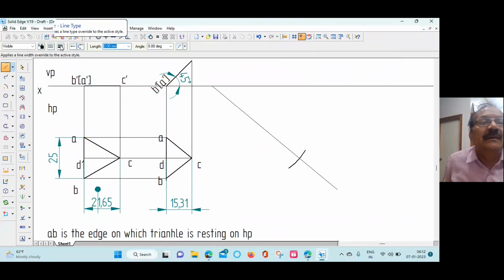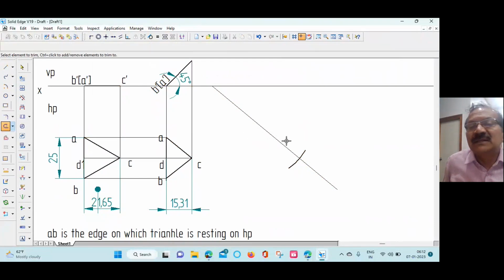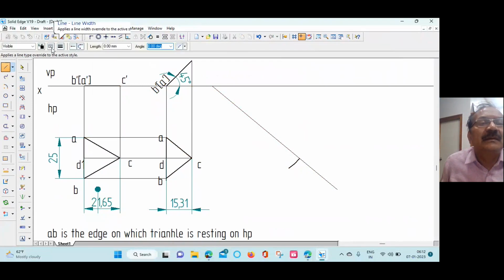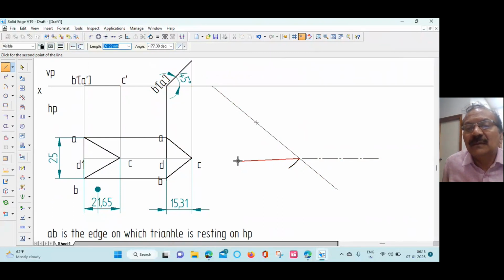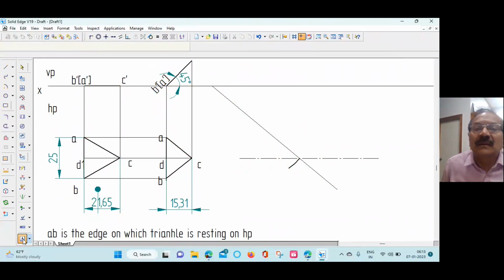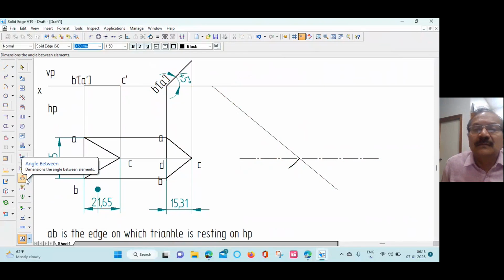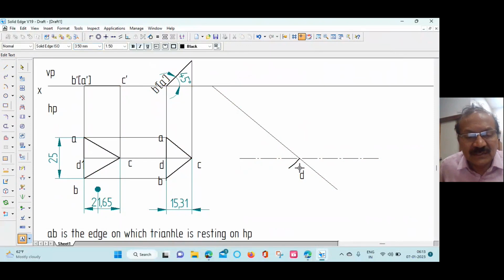Select a chain line 0.13 because we want to draw the locus line. Before that, let us trim this. Go to line command, chain line and 0.13, because chain line is used to draw the locus line. This is the locus line. Okay. Then let us name it. This is C, D1. This is D1.